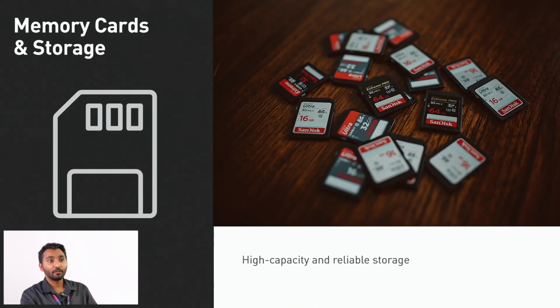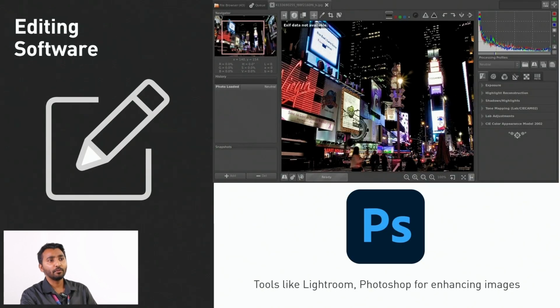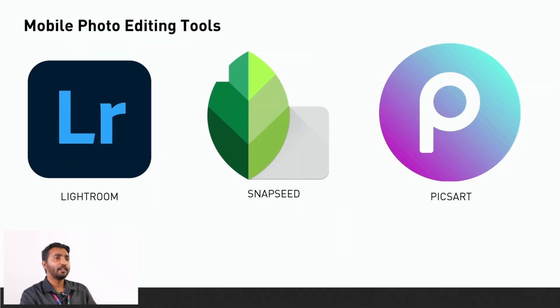Memory cards and storage. High capacity memory cards and reliable storage devices are necessary to store high resolution images and videos safely. Coming to editing software, tools like Adobe Lightroom and Photoshop allow photographers to edit and enhance their photos, making post-production a critical step in modern photography. There are also plenty of apps that enable us to edit photographs on our mobile devices. Some of them are Lightroom, Snapseed, and PicsArt.